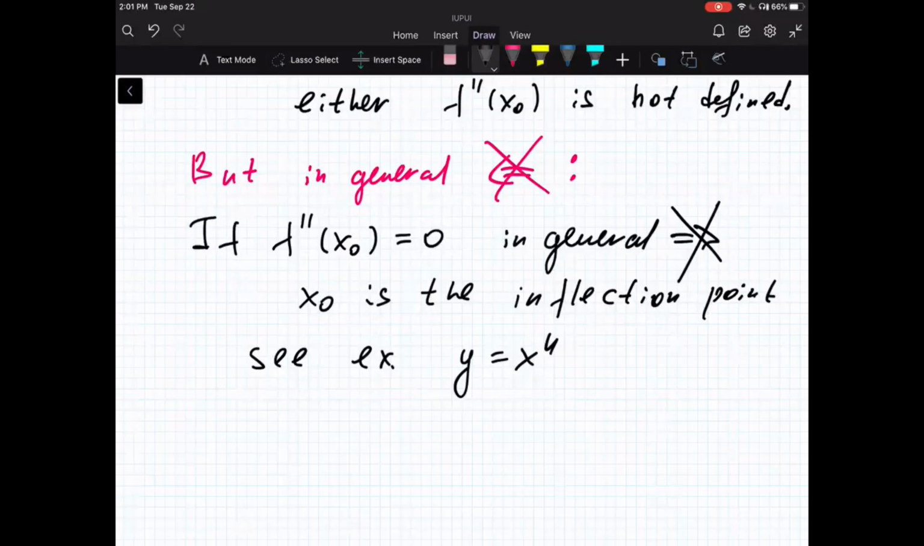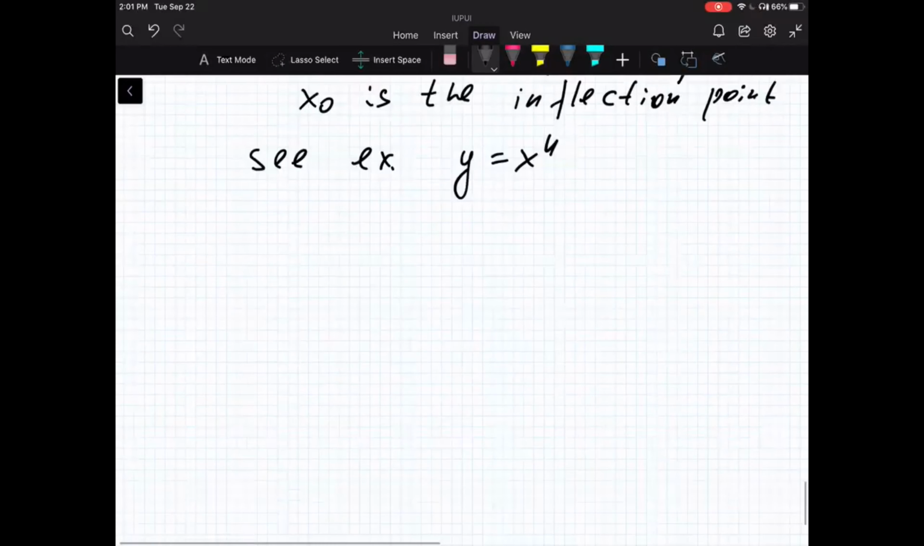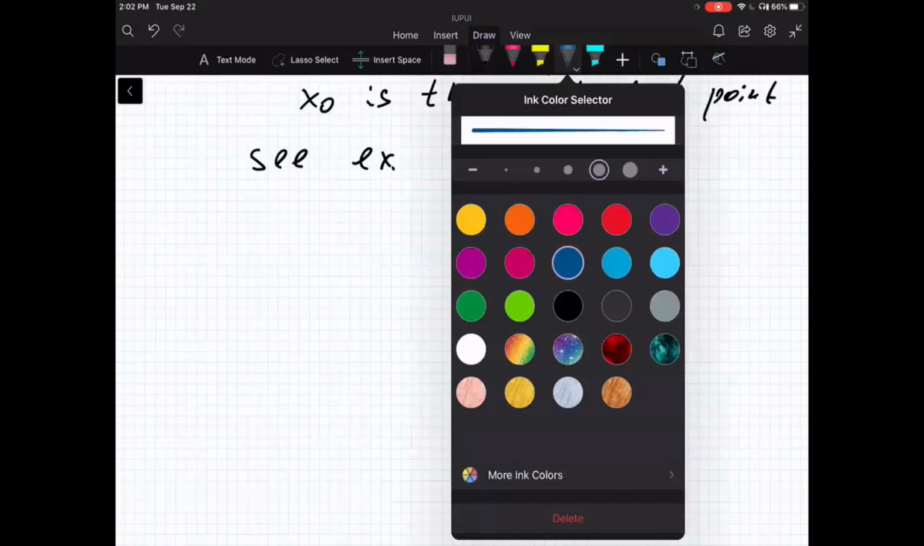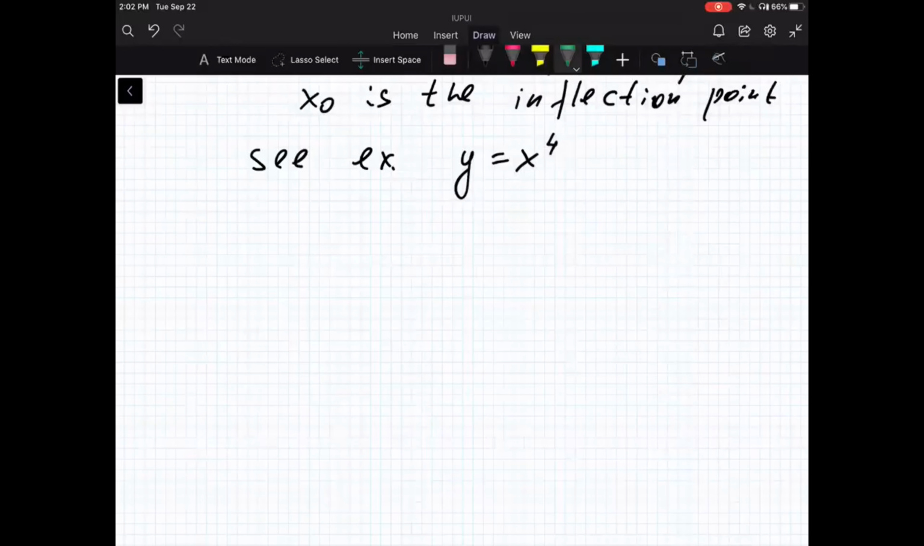Okay, questions about the definition and examples? Okay, so far I don't see any questions. So why is the second derivative so important? First of all, we'll discuss how it helps with curve sketching, but before that, let's discuss the second derivative test.